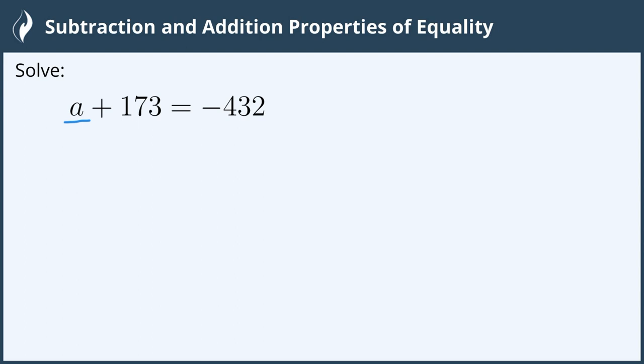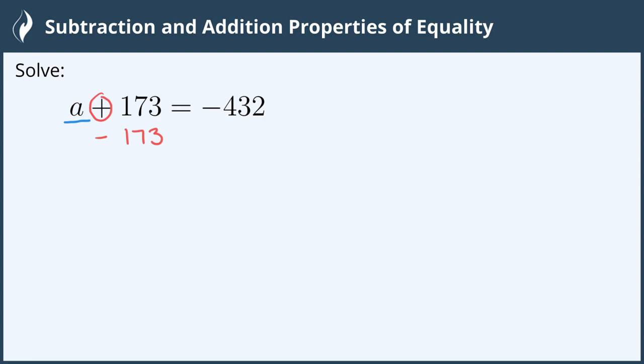It's on the left side, so let's go ahead and just leave it on the left side. We need to look for all of the operations around the variable and do the opposite to negate them, and this will isolate the variable. We have an operation here of addition. The opposite of addition is subtraction, and since it's adding 173, the opposite will be subtracting 173.